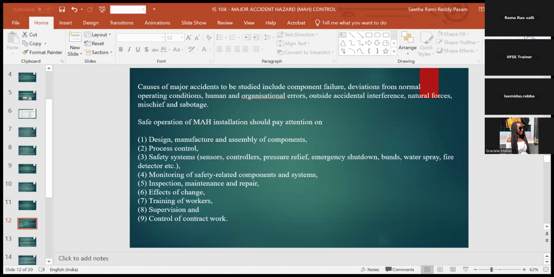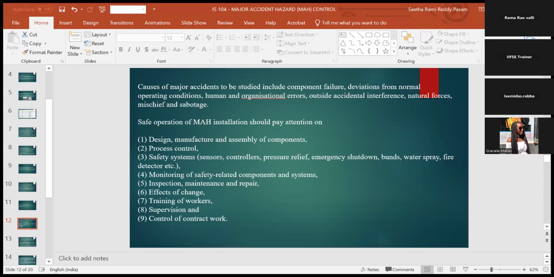Then monitoring of safety related components and their systems, inspection, maintenance and repair, and effects of change. Effects of change means even process change, equipment change, or method changes, which we call MOC, management of change. Those changes also should be carefully considered.